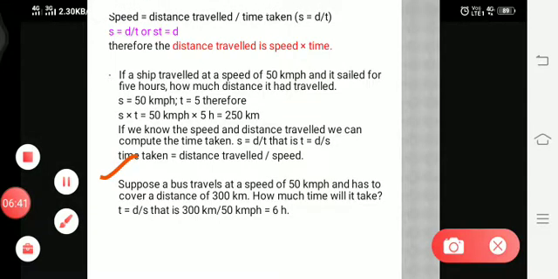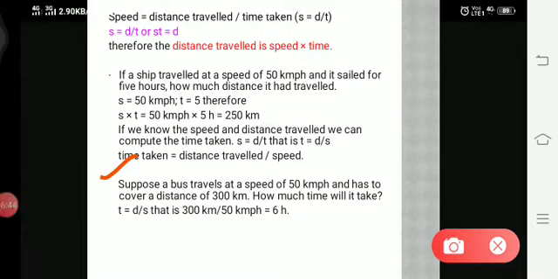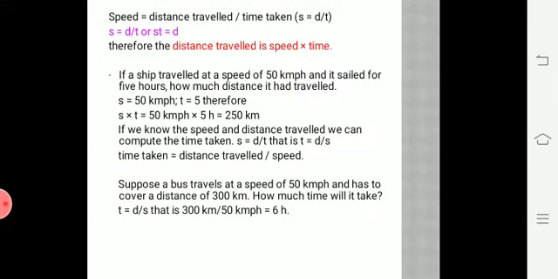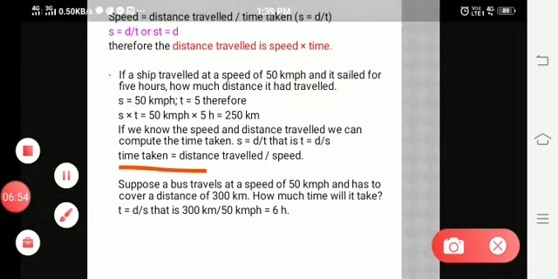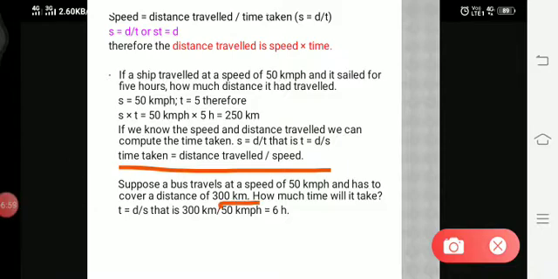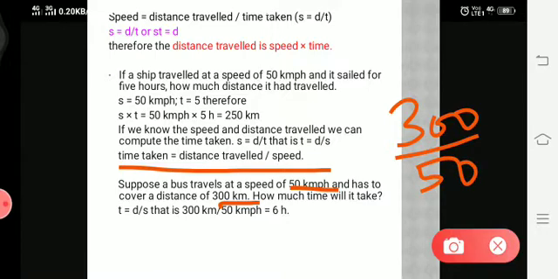You can see, suppose a bus travels at a speed of 50 km per hour and has to cover a distance of 300 km. How much time will it take? So what is the formula for time? Time taken equals distance traveled divided by speed. So distance is 300 km. Speed is 50 km per hour. So the answer is 300 divided by 50. So 0, 0 cancel. How many 5s are 30? 6 5s are 30. So the answer is 6 hours.